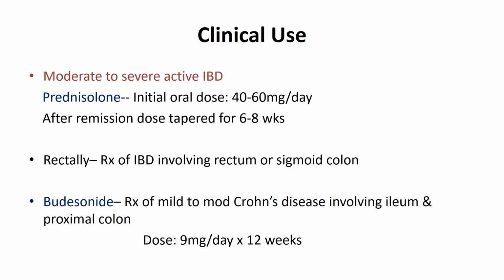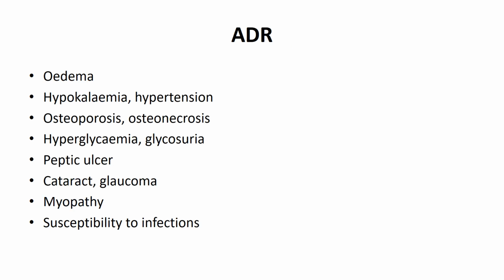When the dose of budesonide is 9 milligram per day for 12 weeks, here again it has many adverse reactions. Out of this, edema, hypokalemia, and hypertension are common, and in chronic use it can lead to osteoporosis and osteonecrosis. Hyperglycemia and glucosuria are also common with normal use. Cataract, glaucoma, peptic ulcer, myopathies, and susceptibility to infections can all be seen with the use of these glucocorticoids.